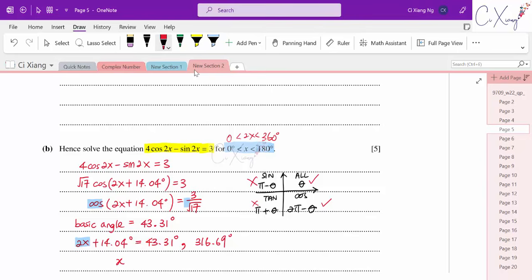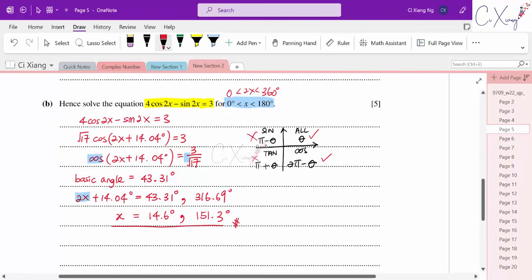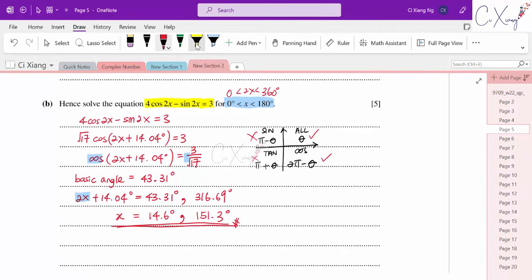So for the next step, if I want to find the value for x, I should move 14.04 over and it becomes minus. So 43.31 minus 14.04. After that, I divide it by 2. And if we didn't make any careless mistake, the first answer that we get should be 14.6 degree. And after that, for the second answer, 316.69 minus 14.04 and then divided by 2, we should get 151.3. Therefore, for this question, we should have two answers for x, where the first one is 14.6 and then another one will be 151.3.